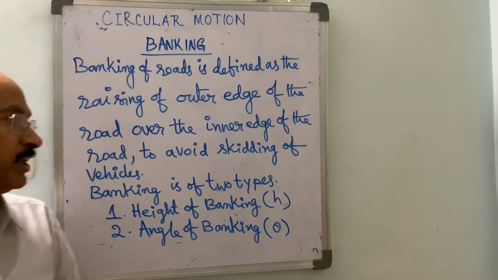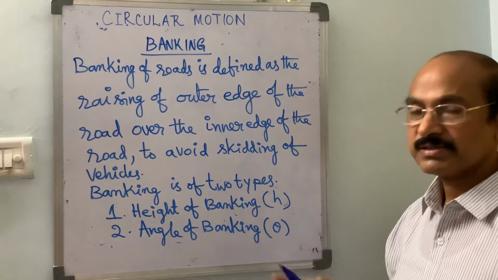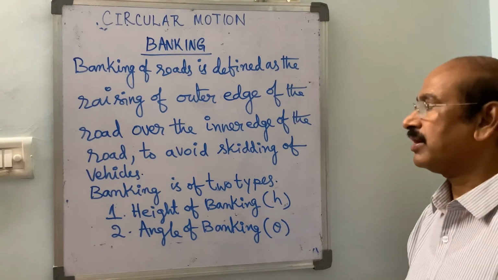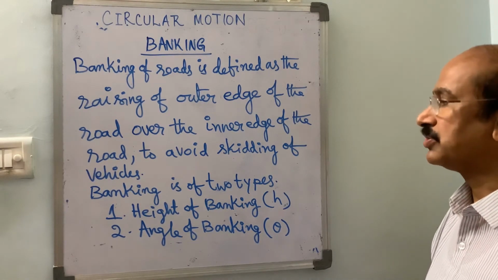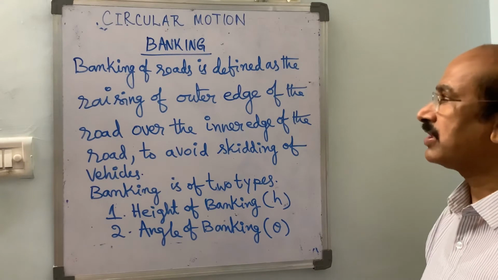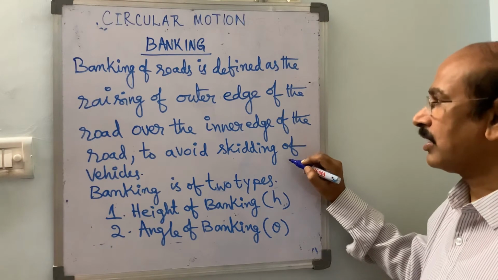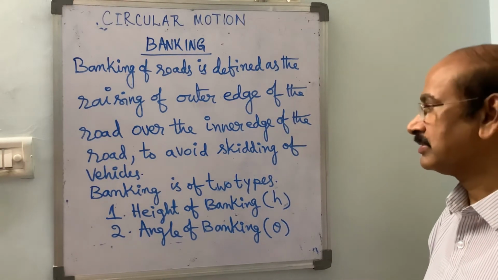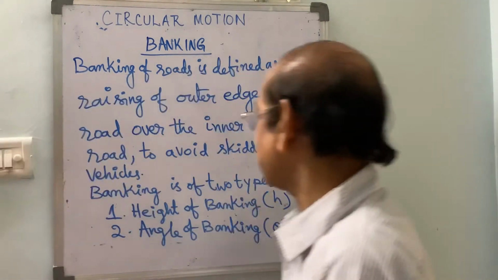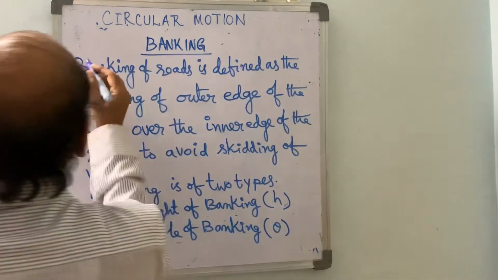So, when the body travels along the circular path, when its speed exceeds a certain value, there is a possibility of skidding of the vehicle due to centrifugal force. So, to avoid skidding, the outer edge of the road is raised over the inner edge of the road, called banking of roads. Banking of roads is of two types: height of banking and angle of banking. Let us know about height of banking.